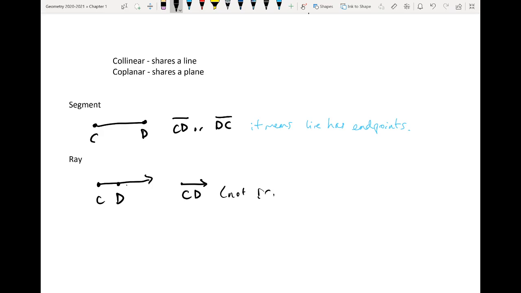And it is not going to be DC. That's a different thing. That means that we would start with D and then go towards C, rather than starting at C, which is an endpoint, and going towards D. I hope that makes sense to you, okay?